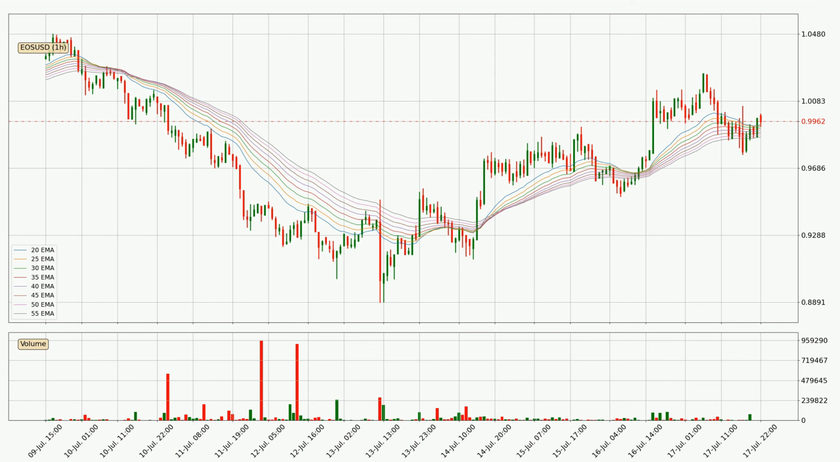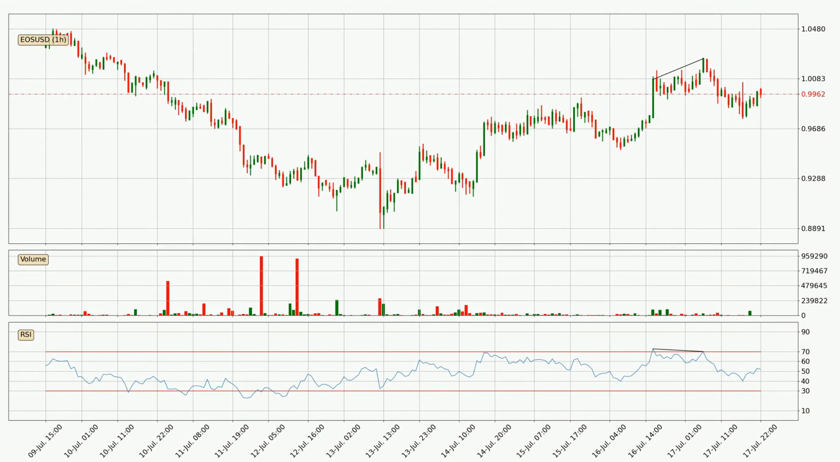Nevertheless, a trend change can be expected owing to the ribbon being compressed, which means that the trend is currently not very strong. Jumping to the divergences, bearish or negative divergence, and bullish or positive divergence, are the two types of divergences.